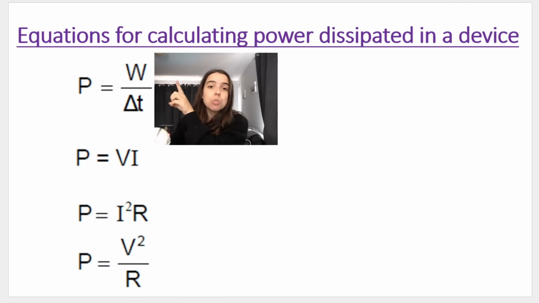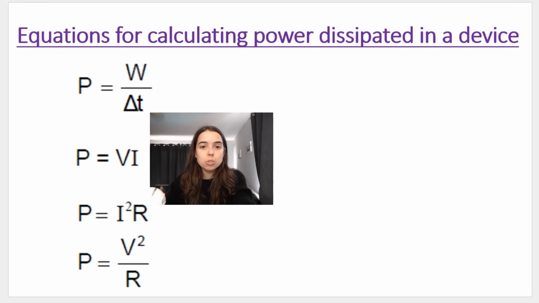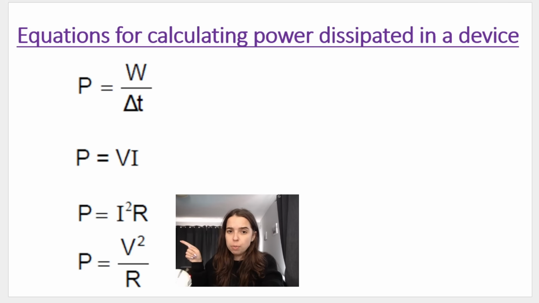Power is equal to the rate at which work is done or energy is transferred. So work or energy, W, divided by time. Then we've got power being equal to the product of the potential difference and the current. And then we have these two formulae over here. Now, these formulae are derived from the ones above.